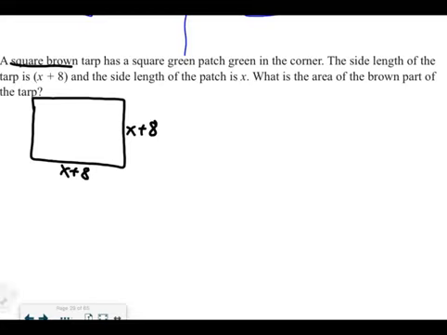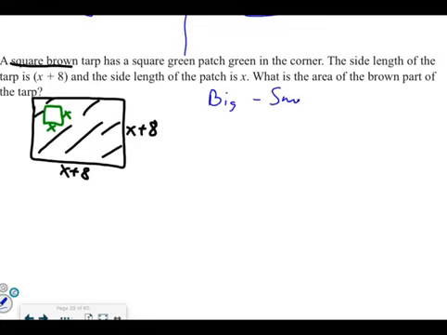Okay. Now our tarp must have a hole in it because we have a green patch that is x by x. And so they want to know, what is the area of the brown part of the tarp, not the green part. Okay, so basically it's the same kind of problem where we're going to go the big tarp minus the small tarp, or the small patch I should put. Okay, so the big one, x plus 8 times x plus 8 minus the small one.